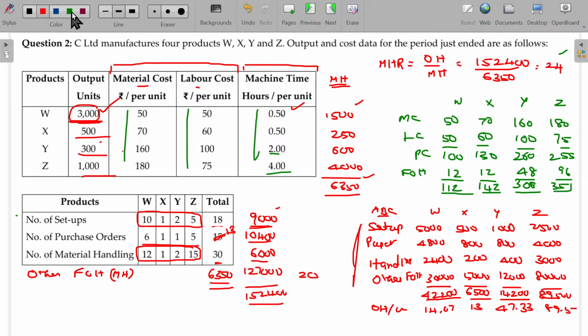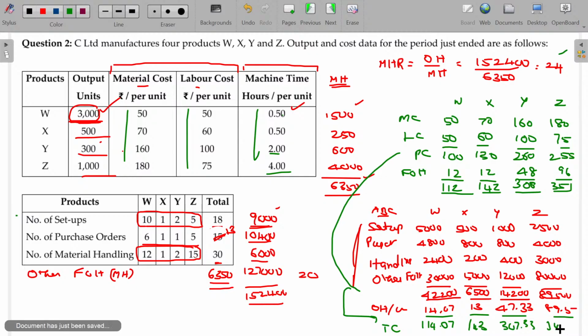Now the total ultimate cost being, you have to add the factory overheads with the prime cost. So total cost, if I add this prime cost and overhead, the total cost in this case being 114.07, 143, 307.33, 344.50. Hope now we'll be able to understand all these things.